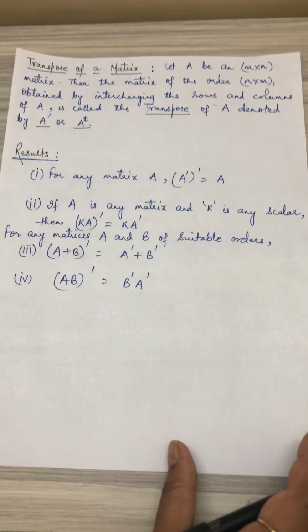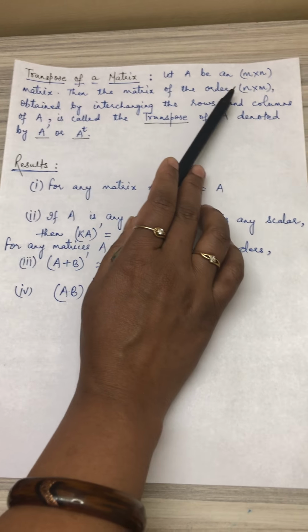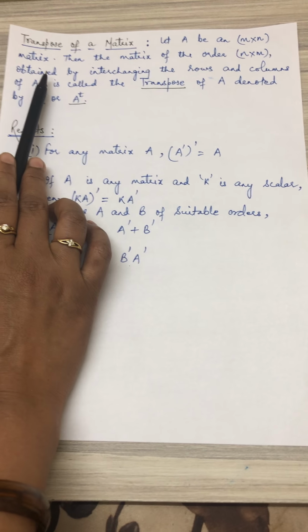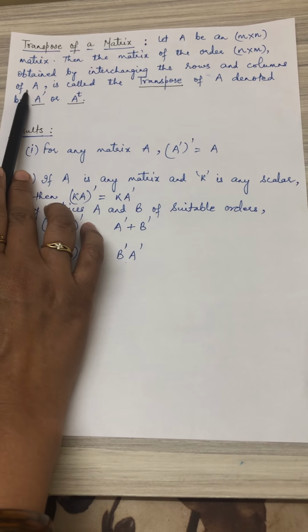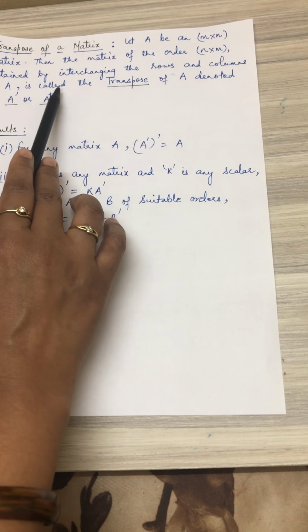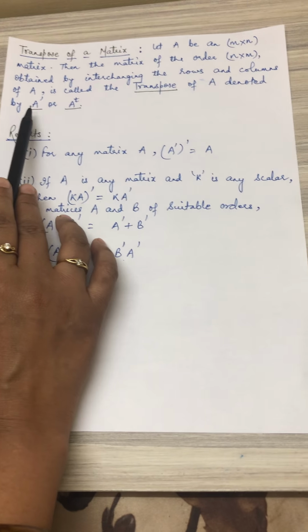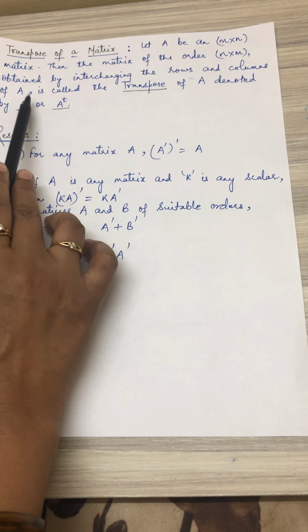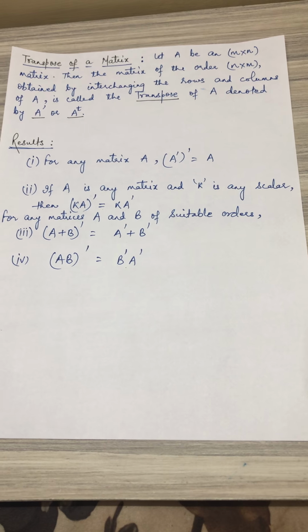Next, what is the transpose of a matrix? If A is an m by n matrix, then the matrix of the order n by m, which is obtained by interchanging the rows and columns of A, is called the transpose of the matrix A and is denoted by the symbol A dash or A to the power T.